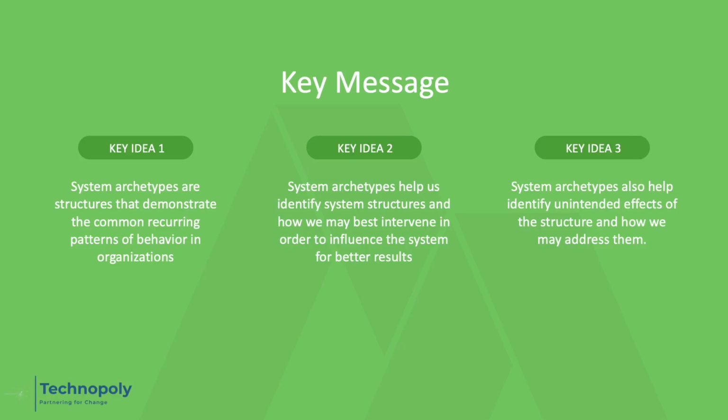Key ideas I want you to have as a takeaway in this lesson. System archetypes are structures that demonstrate the common recurring patterns of behavior in your organization. These system archetypes help us identify the system architectures or structures and how they may be best intervened in order to influence the behavior of the system and achieve better results. System archetypes also help identify unintended effects of the structure and how we may address them when we design our systems later on.